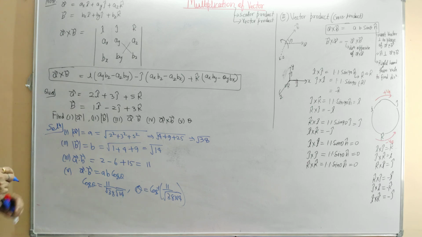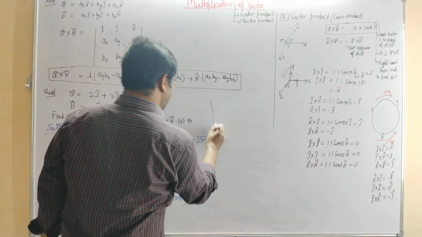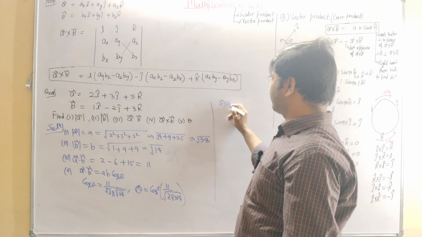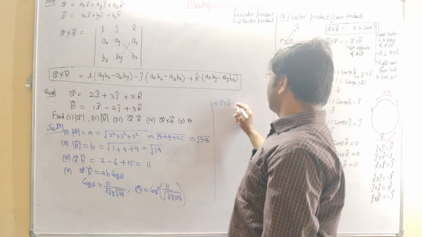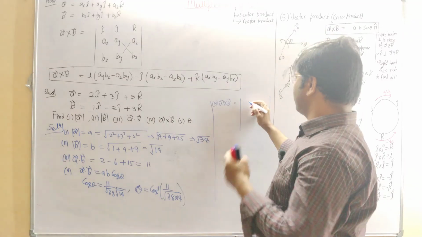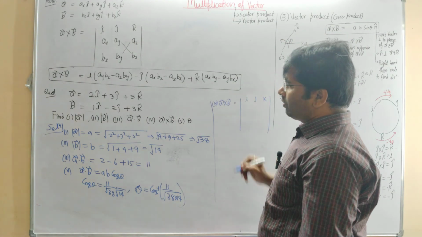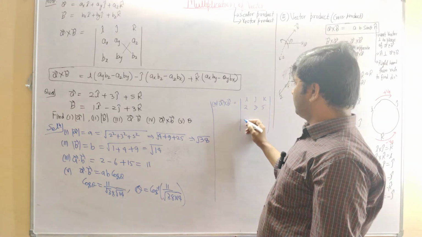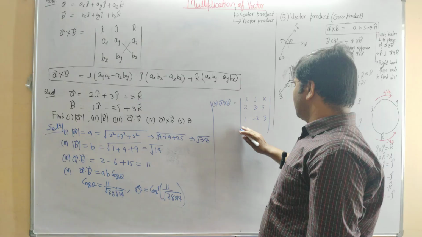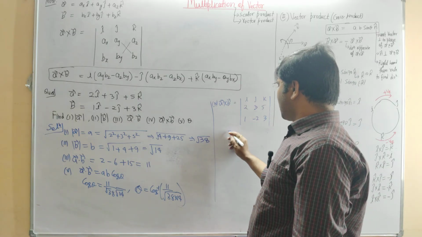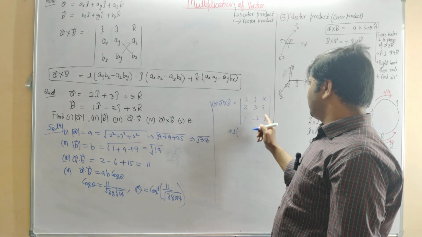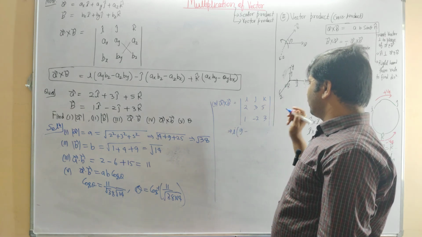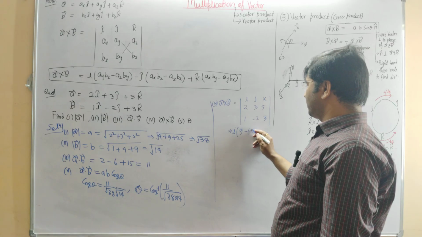Now cross product. How will I calculate cross product? To calculate the cross product, A cross B, the fourth one, we will write like this: i, j, k. Coefficients 2, 3, 5 and 1, minus 2, 3. So for i, this is 3 into 3, 9, minus 5 into minus 2, which is minus 10, so minus minus 10.